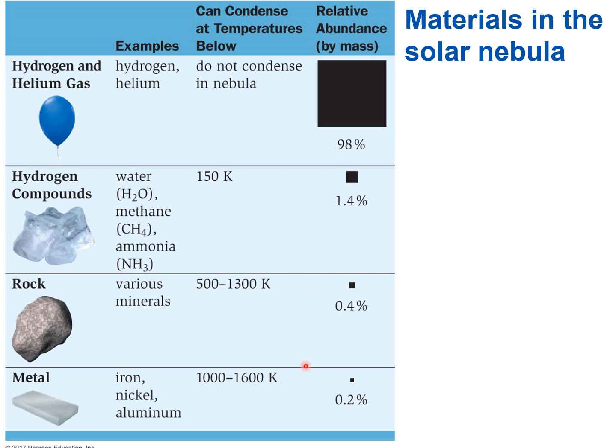Now we go to rocks and metals, and those become solids at very, very high temperatures. In everyday life, you don't see liquid rocks because they are solids even at high temperatures, even pretty close to the sun, where Mercury is, for example.